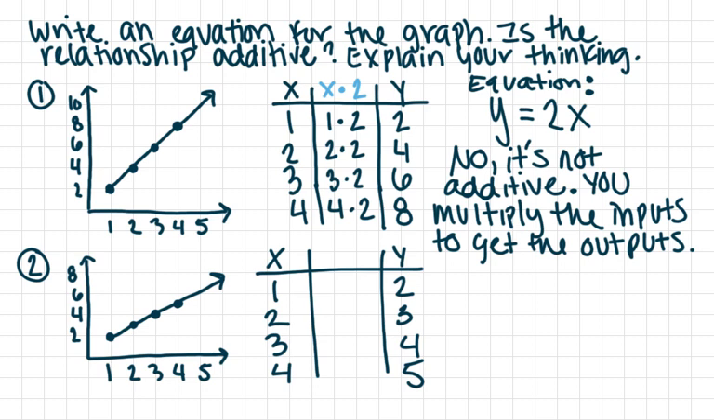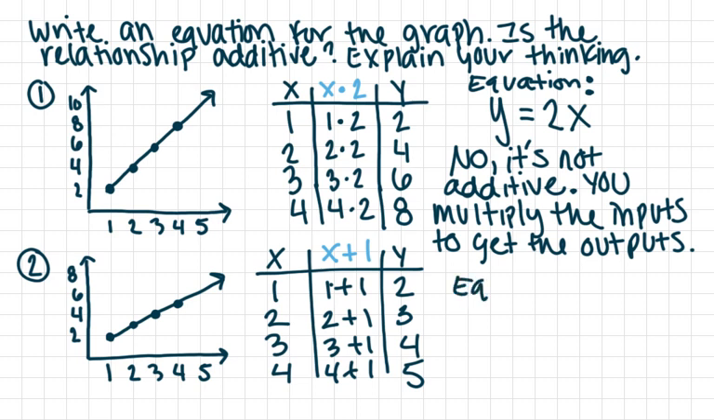So I could be multiplying by 2 again. But 2 times 2 is 4, not 3. So I think I actually may be taking my x's here, and I'm adding 1 to it. So let's double check that. Let's plug that in. 1 plus 1 is 2, okay. 2 plus 1 is 3, okay. 3 plus 1 is 4, and 4 plus 1 is 5. So I think I am adding here.